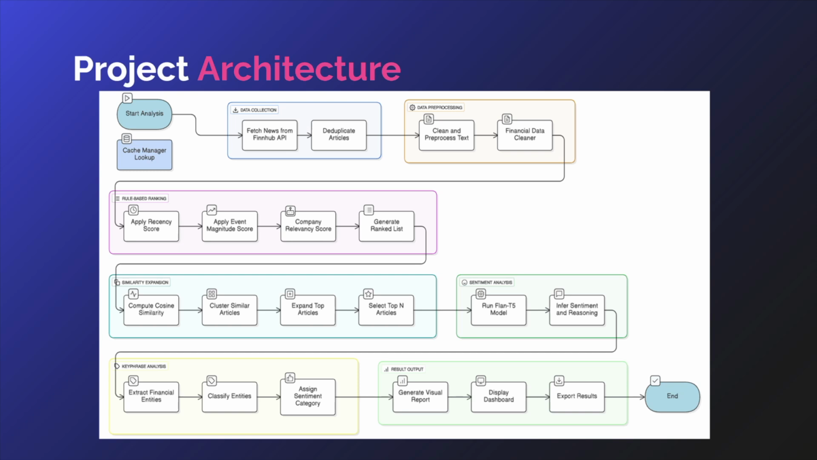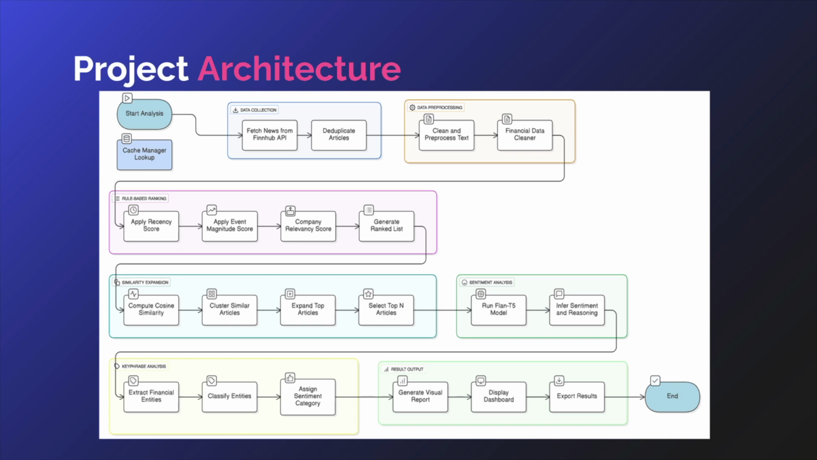Once pre-processed, we move to rule-based ranking. Here, three scoring mechanisms work in parallel. The recency score prioritizes breaking news, the event magnitude score weighs the importance of events like earnings or partnerships, and the company relevancy score filters for target companies. These combined scores produce a ranked list of most impactful articles.